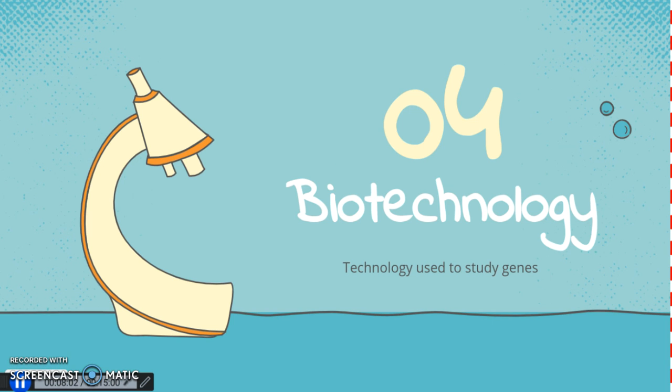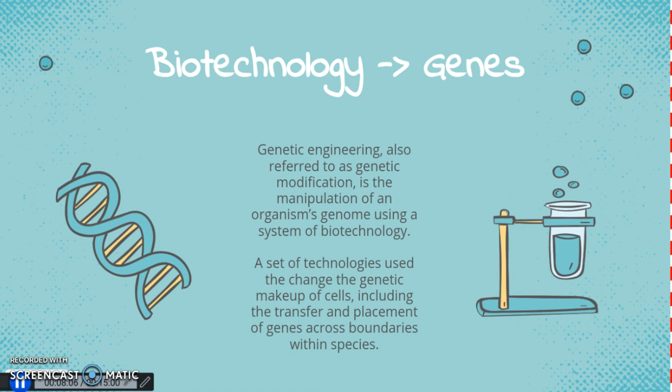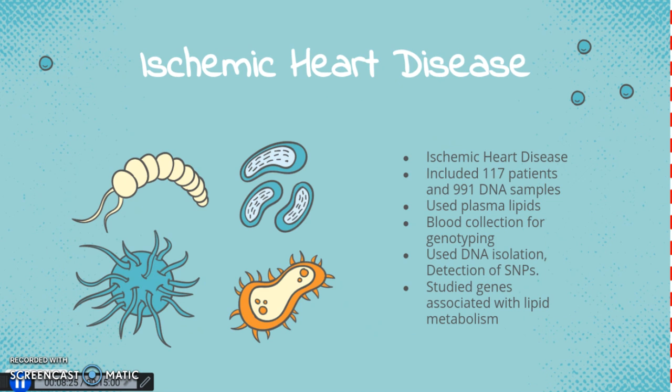Next up, we have biotechnology, technology used to study genes. Now, how do these two relate? Genetic engineering, also referred to as genetic modification, is the manipulation of an organism's genome using a system of biotechnology. It's a set of technologies used to change the genetic makeup of cells, including the transfer and placement of genes across boundaries within a species or between 2 different species.